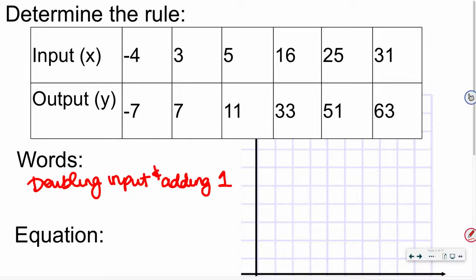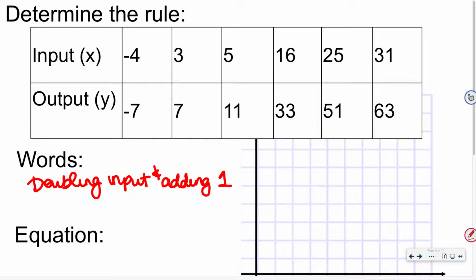-7. 3 times 2 is 6, plus 1? 7. 5 times 2 is 10, plus 1? 11. Good. 16 times 2 is 32, plus 1? 33. And it works at 25 times 2 is 50 plus 1. 31 times 2 is 62 plus 1. Now the key is, some of you may look at this, who saw the -4 to the -7 and you were like, we subtracted 3? Okay, cool, that's fine, because you did here, right? But did you subtract 3 every single time? No, so we had to find something that worked for all of our numbers. And doubling the input and adding 1 worked for all of them.